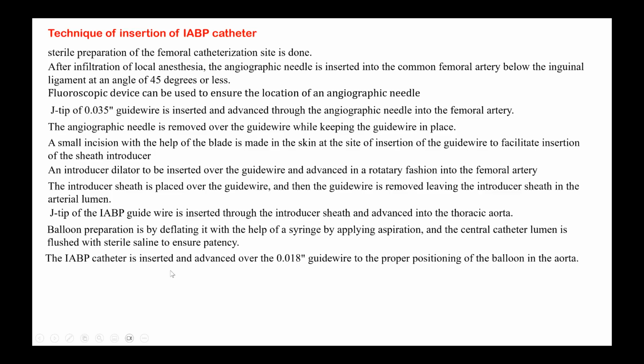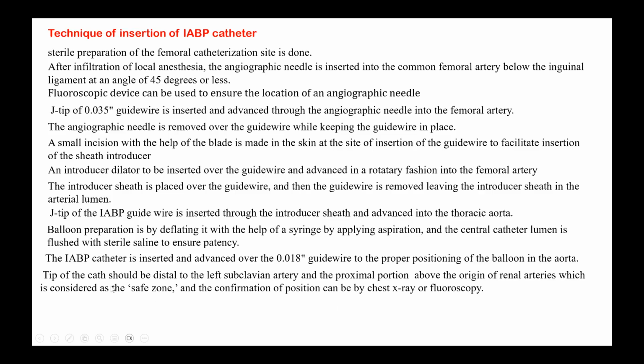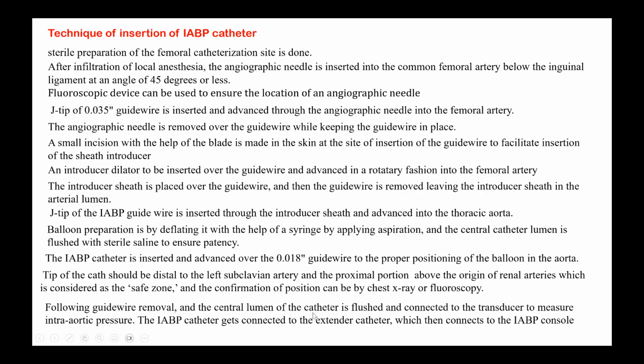Then the IABP catheter is inserted and advanced over the second guide wire which you have introduced up to the proper position that you need. And once the tip of the catheter is distal to the left subclavian artery in the proximal portion, above the origin of the renal arteries, then it is considered the safe zone. You confirm the position by chest X-ray or fluoroscopy.